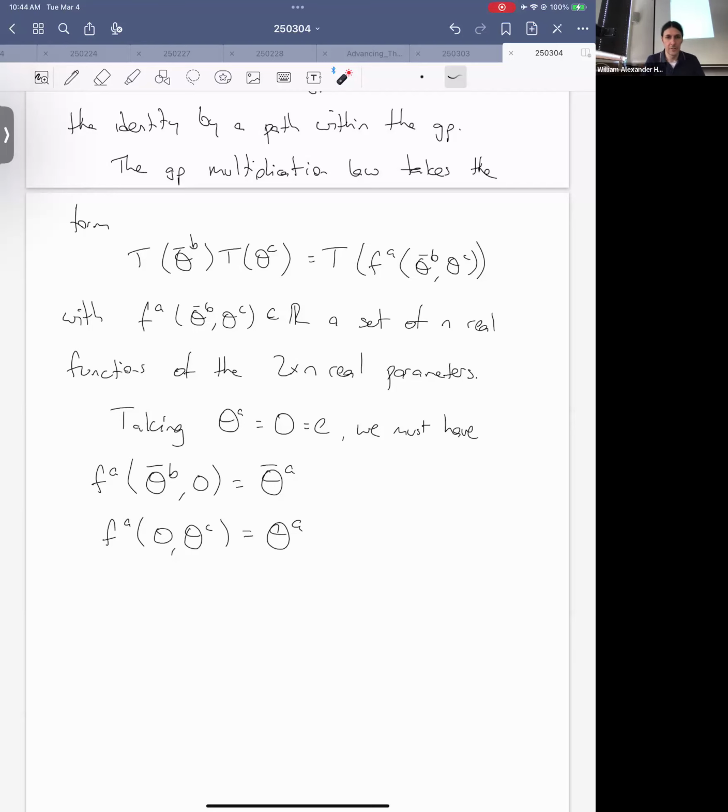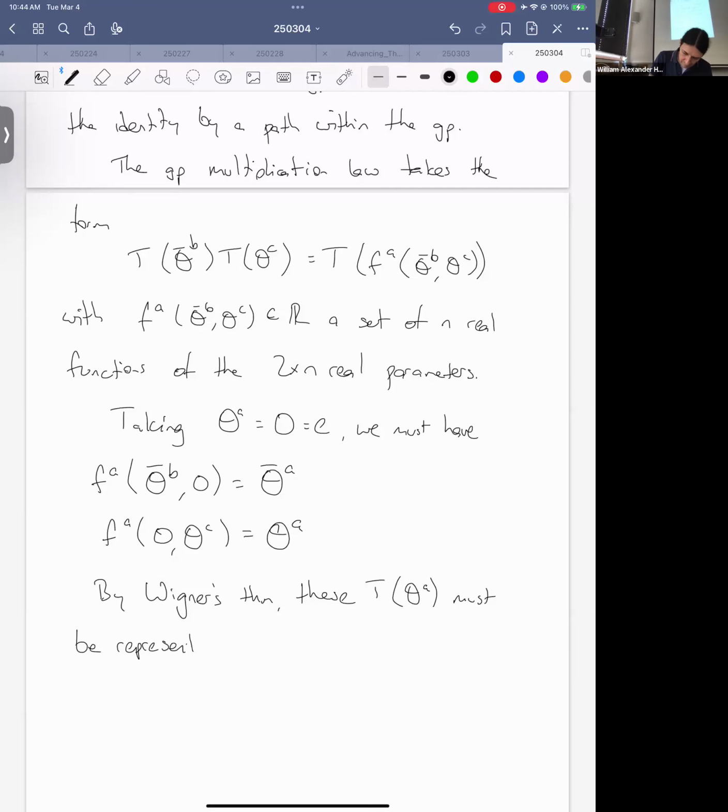Okay. So by Wigner's theorem, these T of theta A must be represented by unitary linear operators.